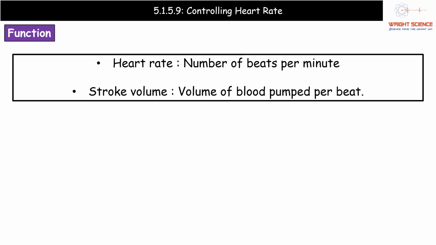Quick reminder about two of these phrases that we should have learnt back in Module 3, heart rate and stroke volume. The heart rate is the number of beats per minute, whereas your stroke volume is the volume of blood pumped per beat. So we need to be careful that if we are calculating a stroke volume, we need to be using volumes, so centimetres cubed, etc.